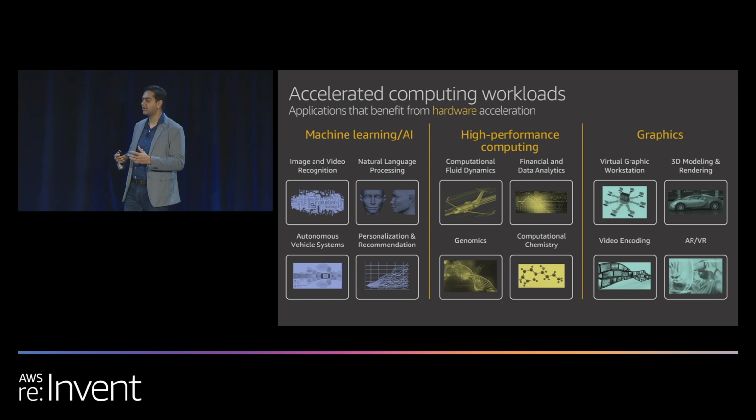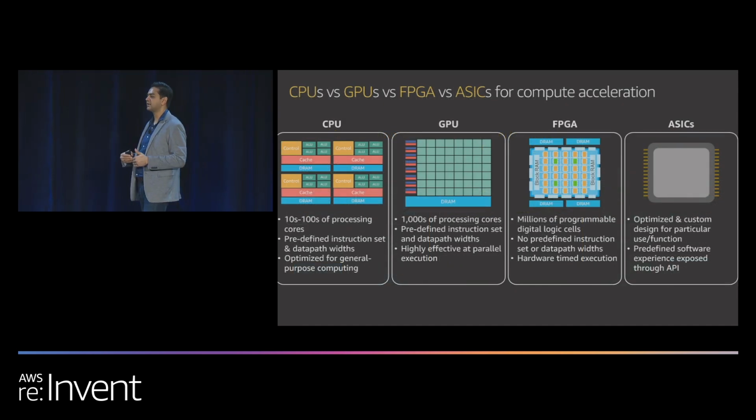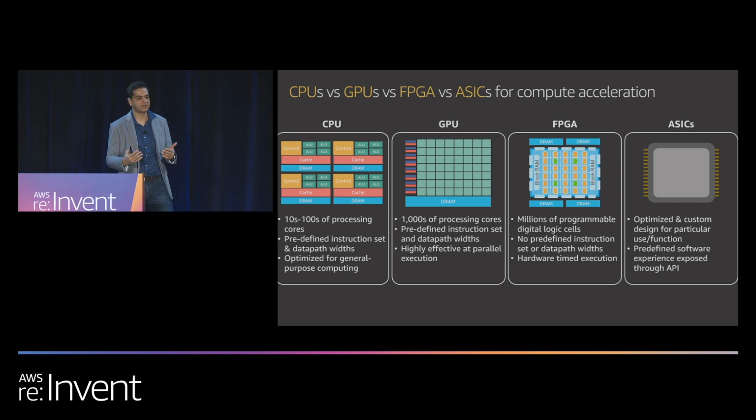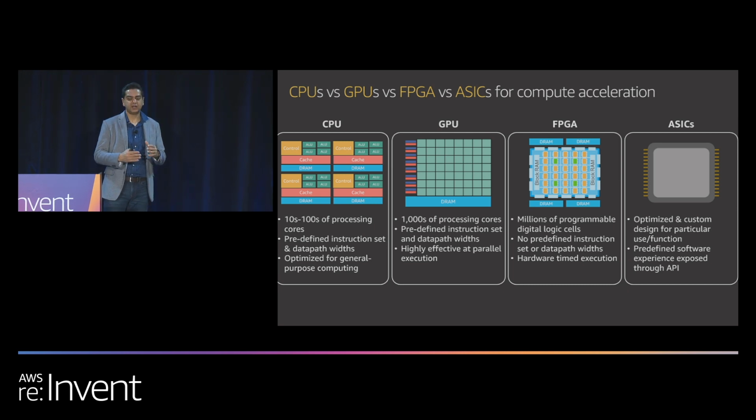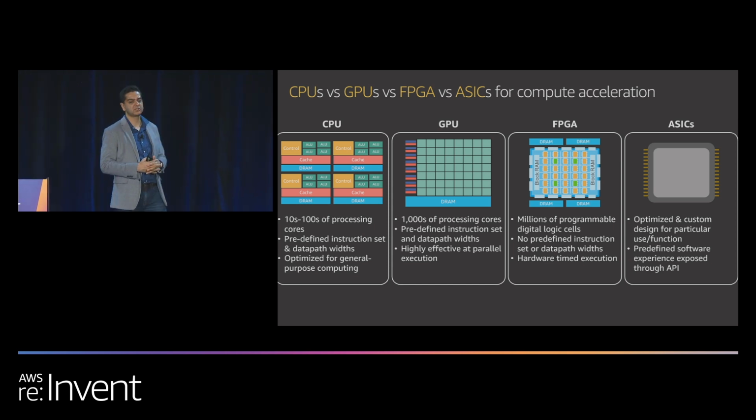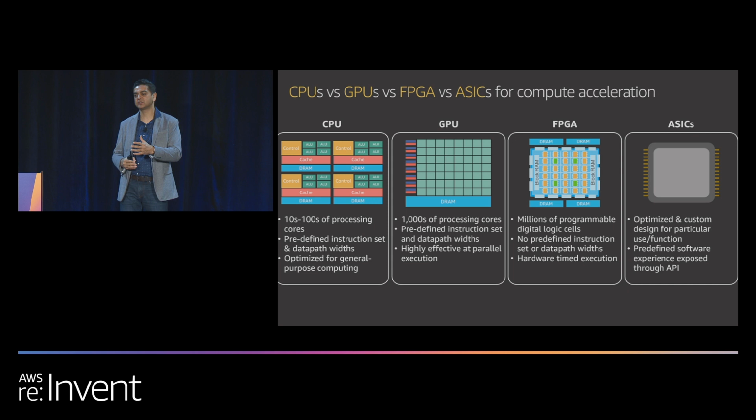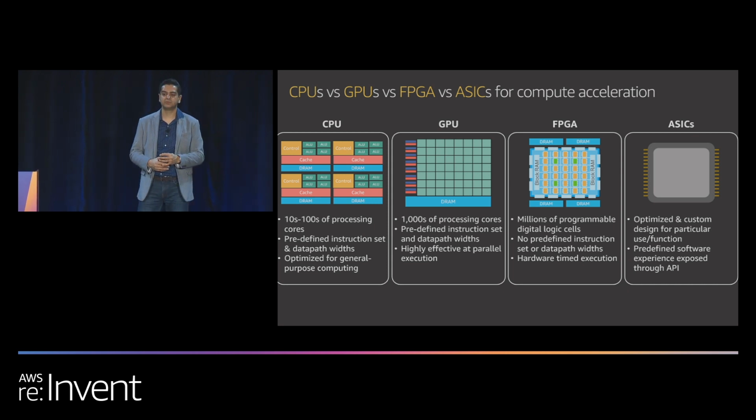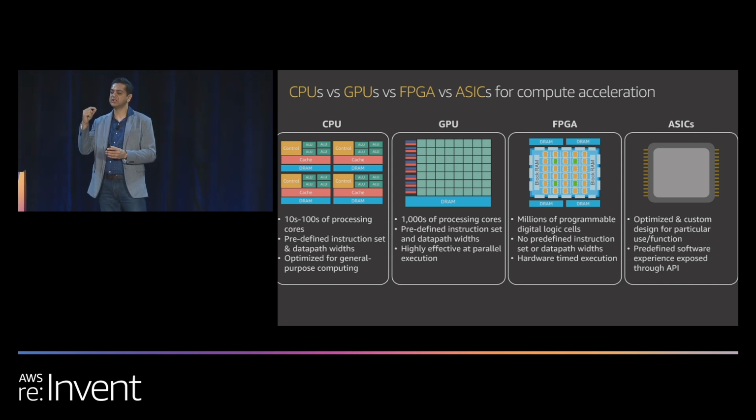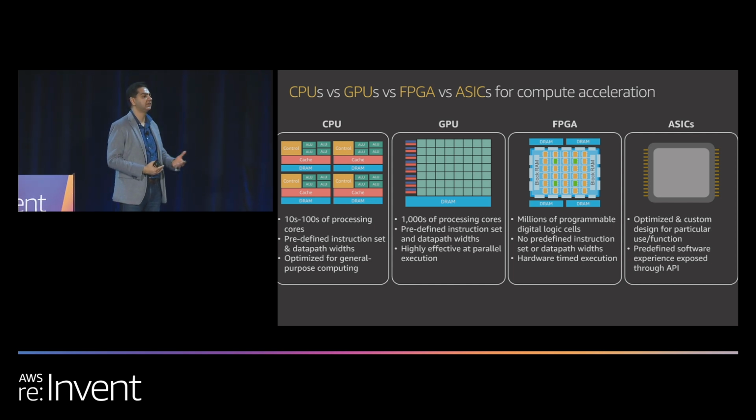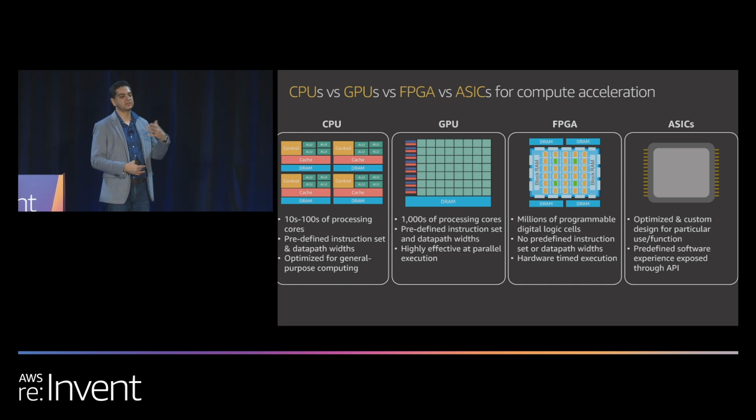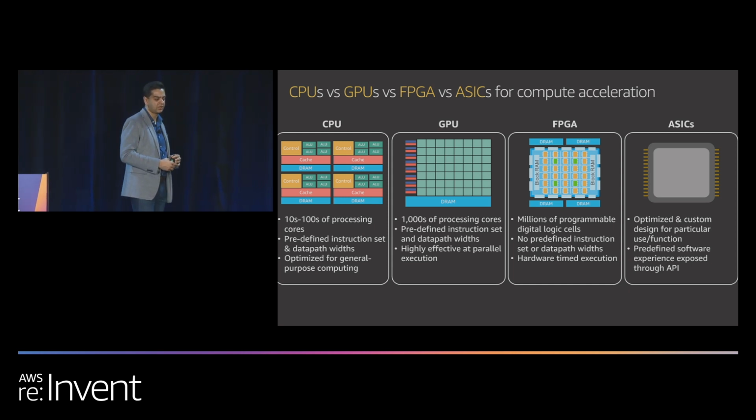So when you talk about hardware acceleration, let's just take a step back. There are generally 2 or 3 types of hardware acceleration you can talk about. In context to a CPU, CPUs, we know them, we love them. They're really, really good for general purpose applications that typically have 10 to 100 processing cores available. The instruction set, or what you can do with that chip, is predefined by the manufacturer of that chip. So this could be Intel, this could be AMD, or it could be us, in the form of us building our Graviton processors.